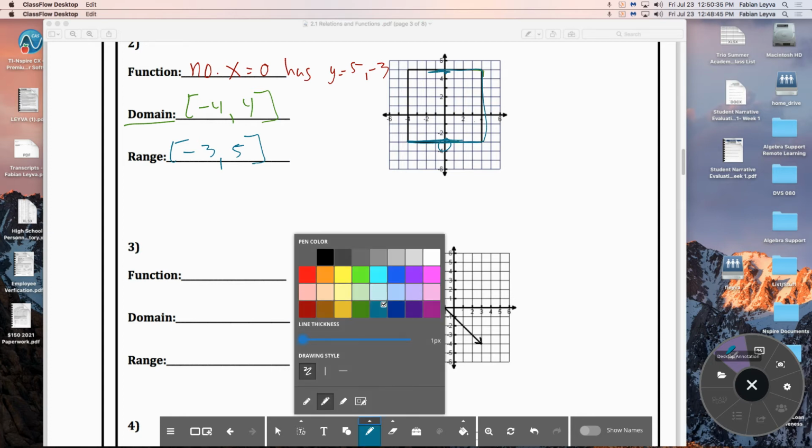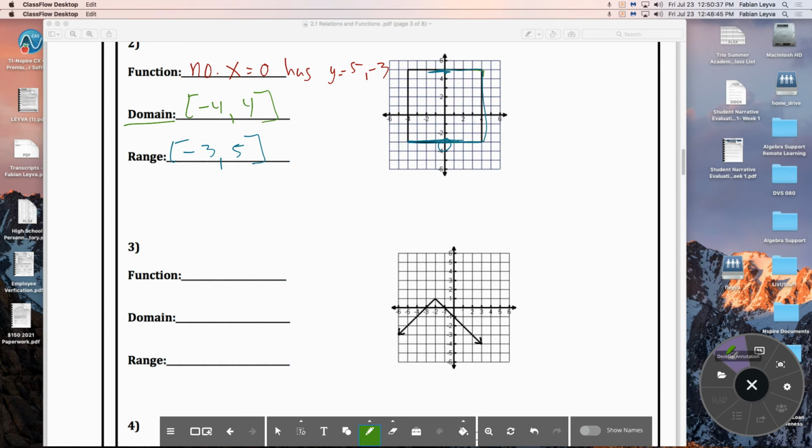Let's do the next one. All right, so is this one a function? The answer is yes. No matter what, I can draw as many vertical lines as I want, and you'll notice that it does not cross that graph more than once.